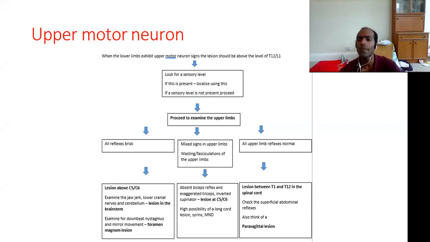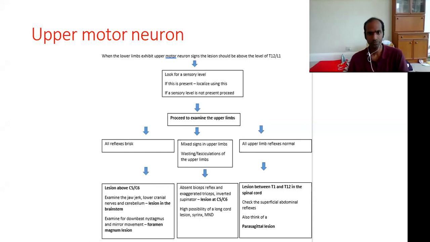So what do you do now? You examine the upper limb reflexes, and this method is called motor localization. Okay? Motor localization. If you found a sensory level, there is no problem and the story ends there. But if there is no sensory level, look at this algorithm, what you do is you examine the upper limbs.